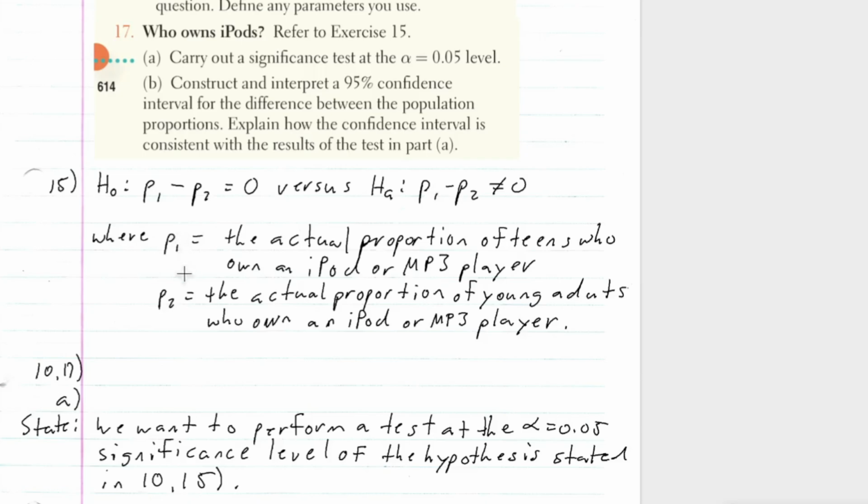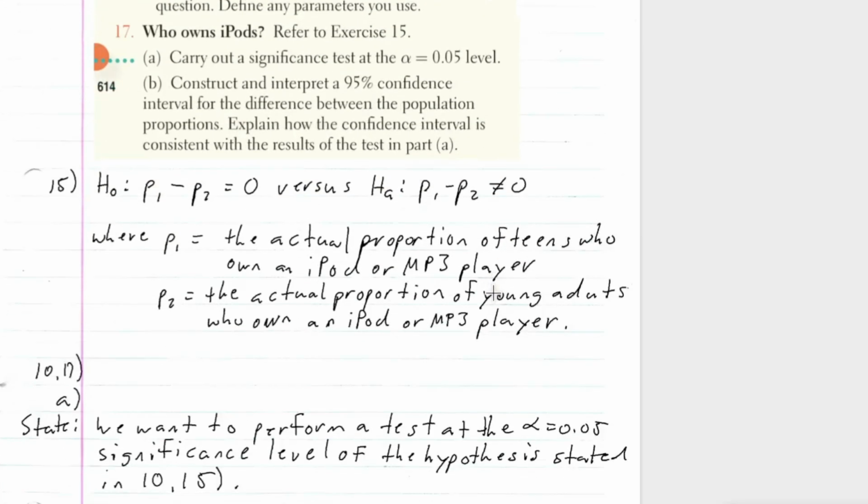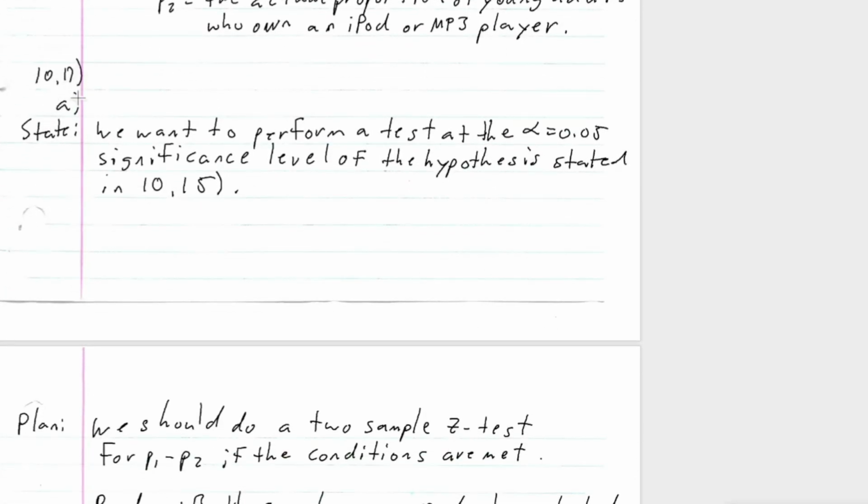So of course the parameters are p1, the actual proportion of teens who own an iPod or MP3 player, and p2 would be the actual proportion of young adults who own an iPod or MP3 player. So this would be my hypothesis test, which we are going to conduct in 17. Referring to exercise 15, we want to carry out a significance test at the alpha equals 0.05 level. All right, so for 10.17, we want to perform a test at the alpha equals 0.05 significance level of the hypothesis stated in 10.15.